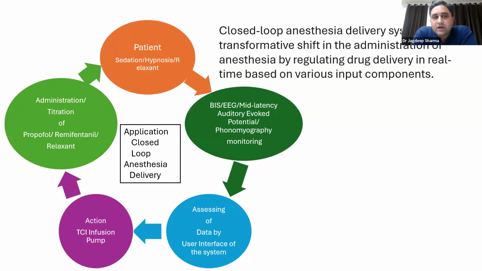So this is the closed loop anesthesia delivery system, and we can see the closed loop in which there is a patient who is going to be sedated, hypnotized, or relaxed, and these patients are monitored with BIS, EEG, or mid-latency auditory evoked potentials, and phonomyography for muscle relaxant. Then this data is used by the interface system, and the action is done by the target controlled infusion pumps, whether that needs more propofol, remifentanil, or a relaxant.